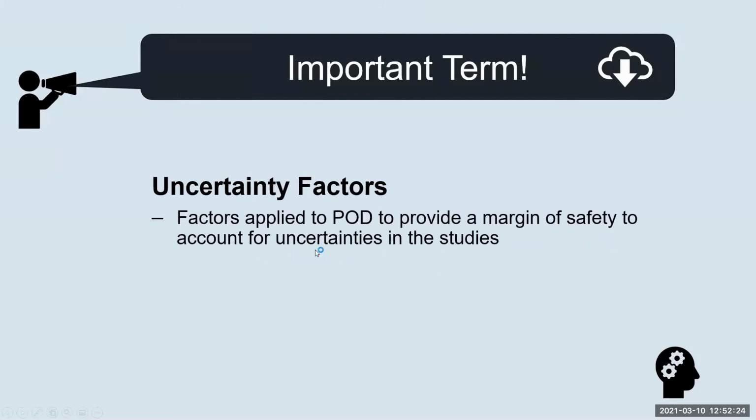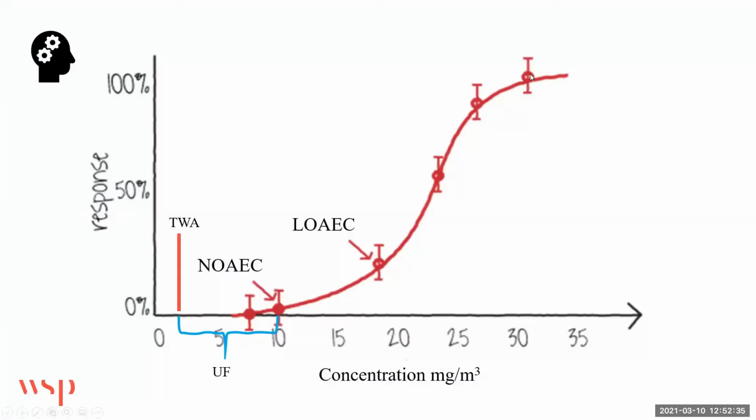Now, we discussed the considerations and uncertainties between animal and human data a little bit before, and here's a visual representation. I showed this threshold dose response curve before. Here's our point of departure, say for X chemical. This is the no observable adverse effect concentration down here at 10. An uncertainty factor is simply applied to this value to account for the uncertainties in the species or the duration, and we can come up with a TWA.